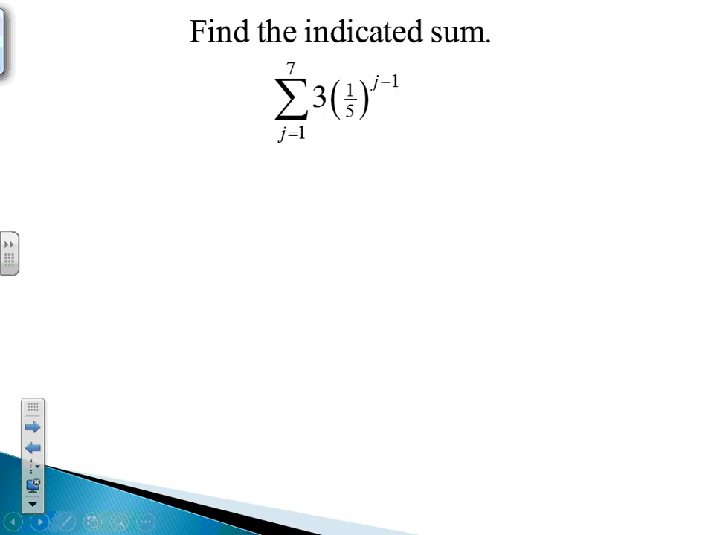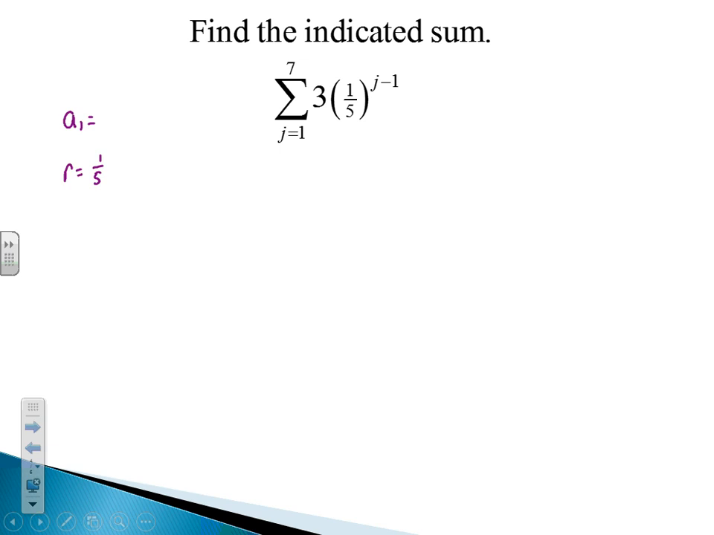Now here we're going back to our summation notation. No big shocker here as far as what it's telling us to do. The summation symbol is saying take the sum of the first 7 terms of the sequence that we're given. Again, I have to know what my first term is and what my common ratio is. In this case, the common ratio is given in the sequence itself to be 1 over 5. But we don't know what the first term is, so I have to figure that out.